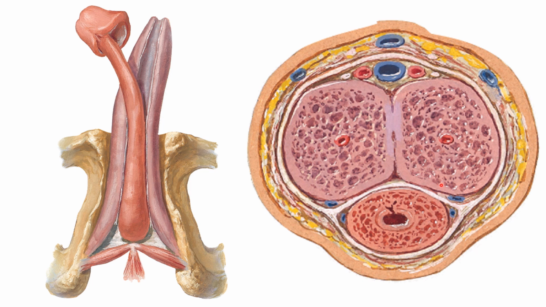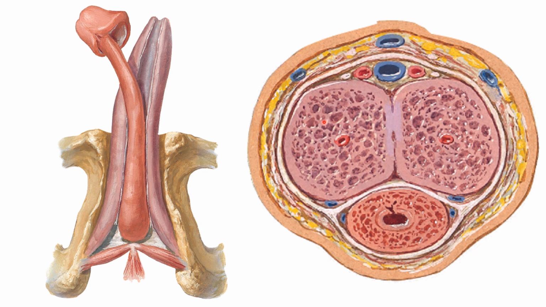This corpora cavernosa, these are separated by an incomplete vertical partition. We can see that here. This partition is known as septum pectiniforme. And if you focus on each corpus cavernosum, it will be divided by a number of trabecular septa into numerous intercommunicating cavernous spaces which are lined by endothelium. That is clearly depicted here.